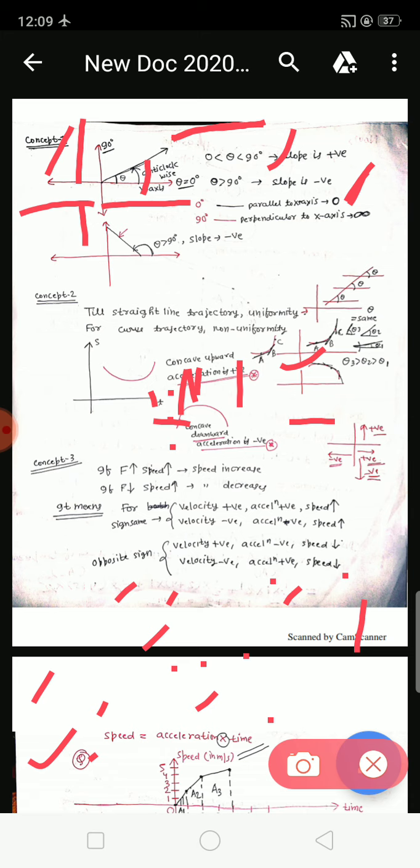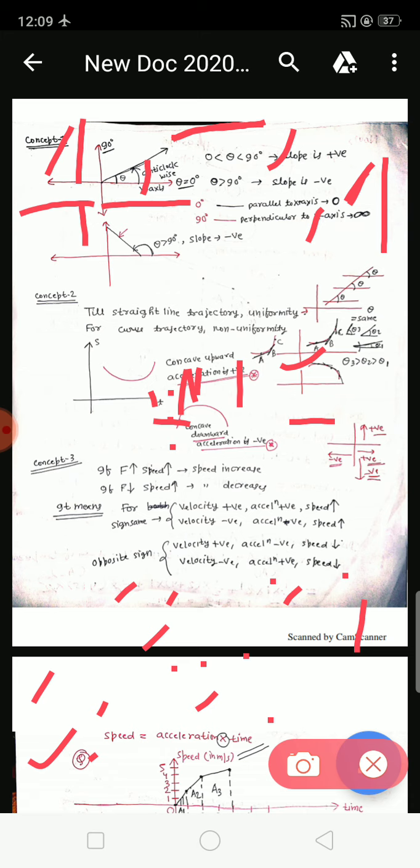If it is a distance time graph or displacement time graph, velocity value will be 0. If theta is between 0 to 90 degree, the slope will be positive and the value of velocity will be positive. Clear? One case is parallel to the x-axis, that is theta equal to 0 degree, and if theta equal to 90 degree, it means perpendicular to the x-axis.